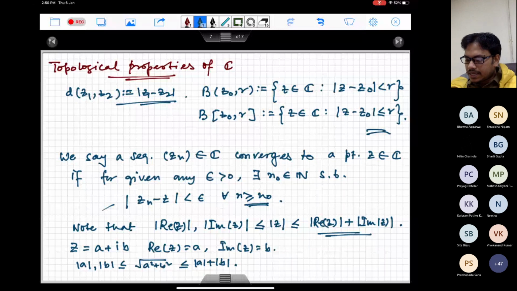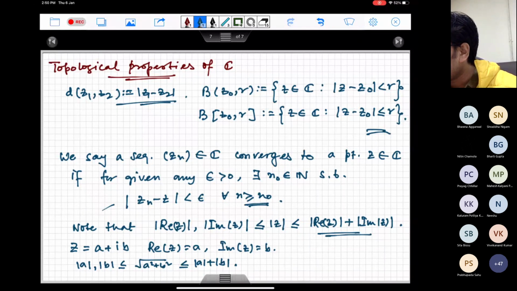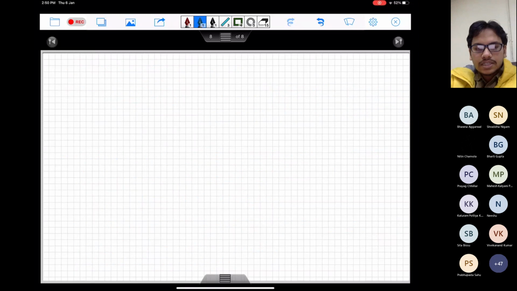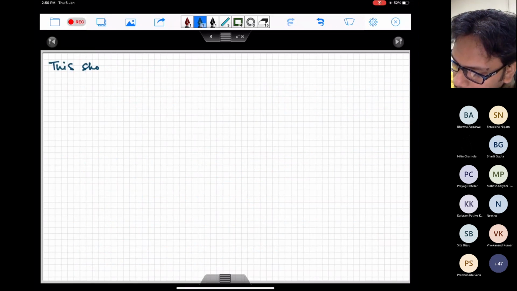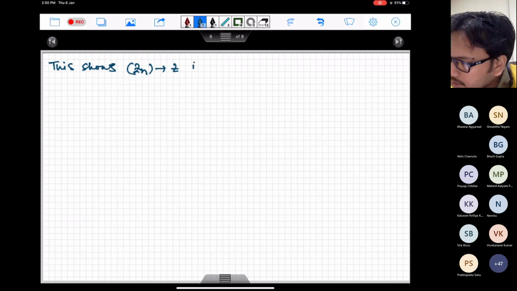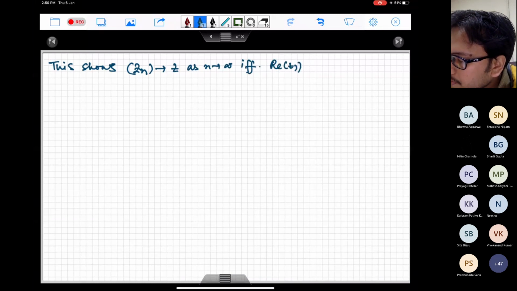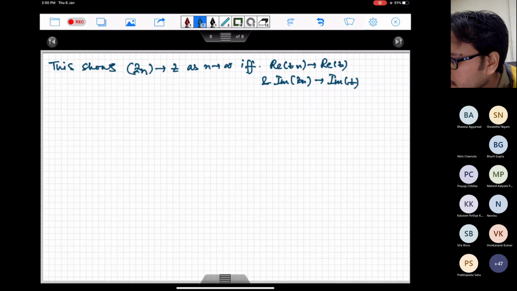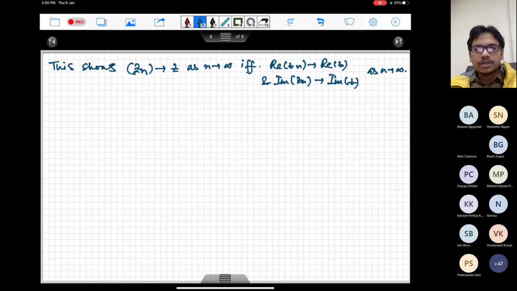Okay, so once I have this inequality, will you agree to this statement or not, that this shows a sequence zn converges to z as n tends to infinity if and only if the real part of zn converges to the real part of z and the imaginary part of zn converges to the imaginary part of z as n tends to infinity. Do you agree to this? Yes, sir.